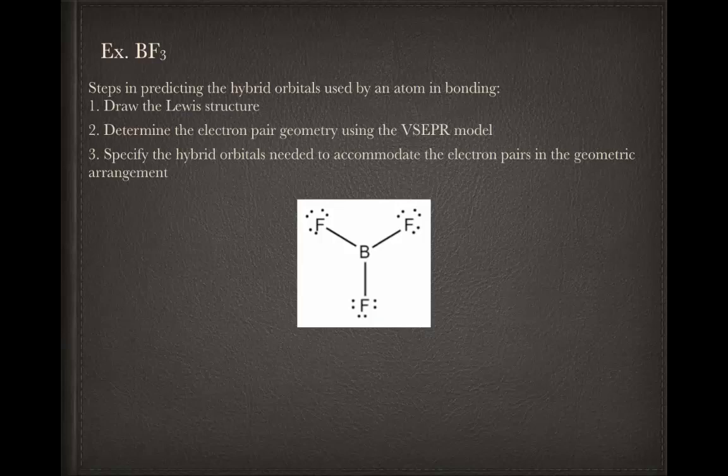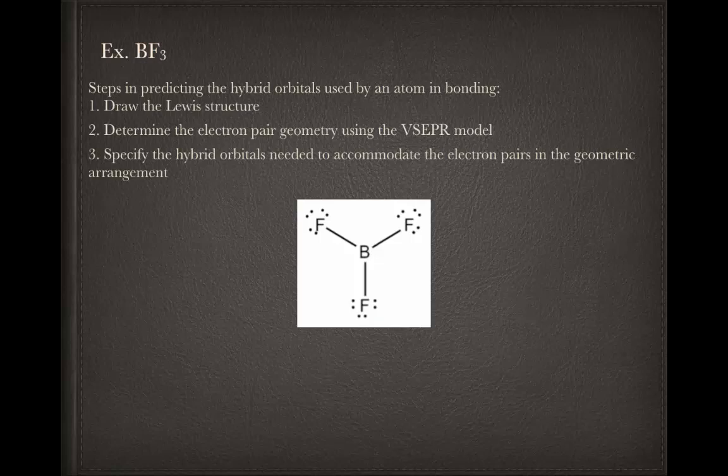Now the next thing that you need to do is determine the electron pair geometry based on the VSEPR model. Now, for this, there are three bonding pairs, there are no non-bonding pairs, and therefore the electron pair geometry is trigonal planar. Now we need to specify the hybrid orbitals needed to accommodate the electron pairs in this arrangement. Notice there are 3 electron domains, and therefore the hybridization for this is going to be sp2. Notice s, there's 1 p and then you have 2 p, so sp2. So if, for example, I have only 2 electron domains, then my hybridization would be sp. If I had 4, it would be sp3.